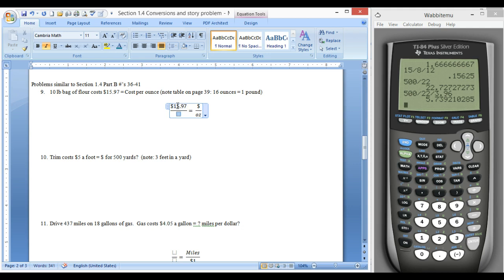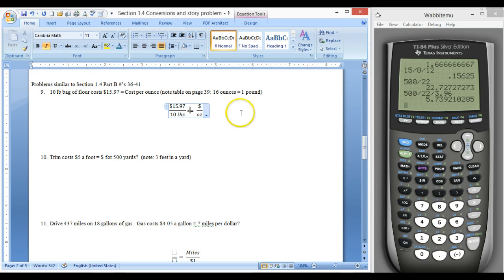$15.97. On the bottom, I was told at the beginning for my conversion, or my equality, that this $15.97 got me a 10-pound bag of flour. So I'm going to put 10 pounds. The abbreviation for pounds is LB or LBS.